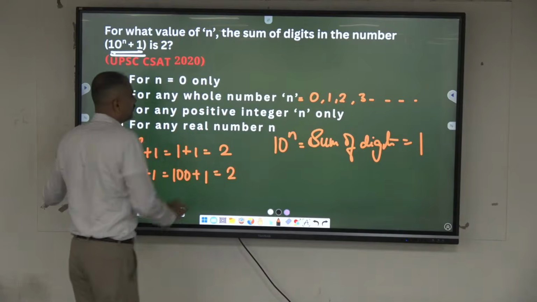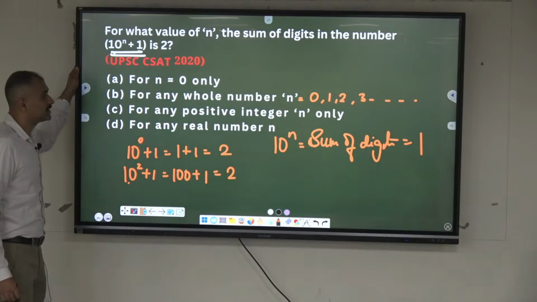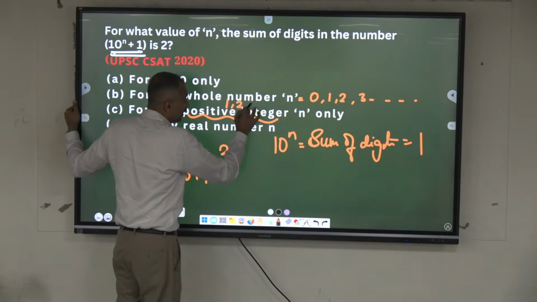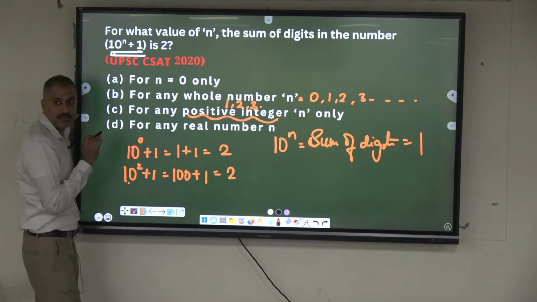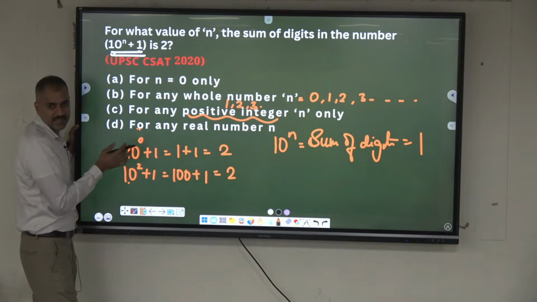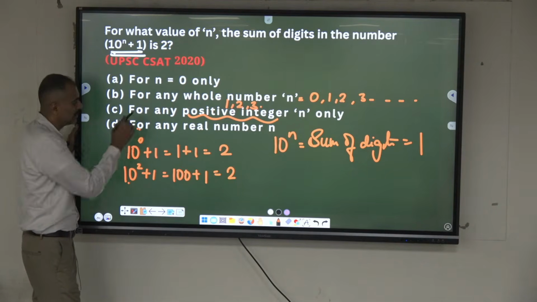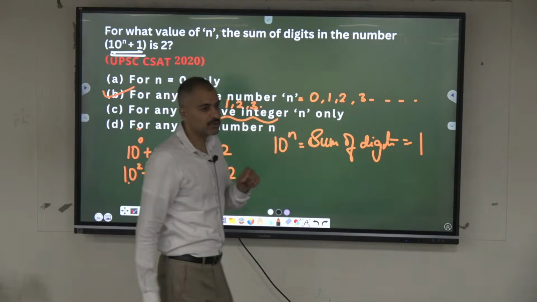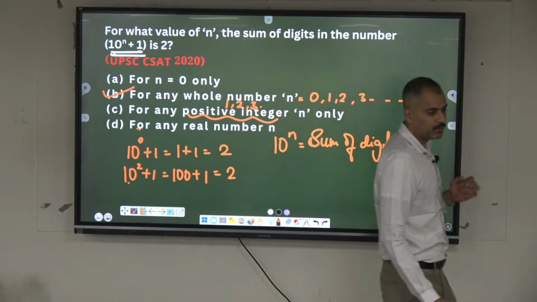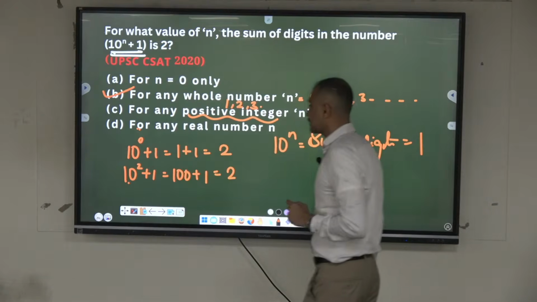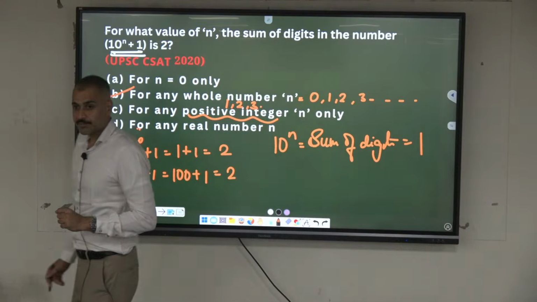For any whole number n, or else for any positive integer n only. What do you mean by positive integer? 1, 2, 3, but here 0 is not included. For any real number n, real number means anything is possible, negative also possible. Hence, what is the appropriate option here? B, for 0 also, 1, 2, 3. You know how to do this one, but pick the right option. The most appropriate option has to be marked.